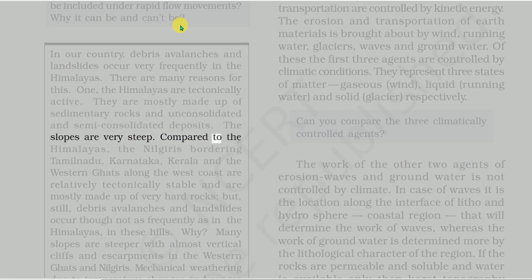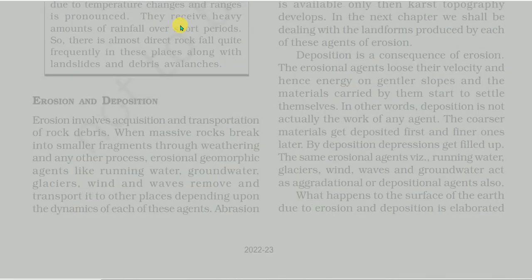Compared to the Himalayas, the Nilgiris bordering Tamil Nadu, Karnataka, Kerala and the Western Ghats along the west coast are relatively tectonically stable and are mostly made up of very hard rocks, but, still, debris avalanches and landslides occur, though not as frequently as in the Himalayas, in these hills. Why? Many slopes are steeper with almost vertical cliffs and escarpments in the Western Ghats and Nilgiris. Mechanical weathering due to temperature changes and ranges is pronounced. They receive heavy amounts of rainfall over short periods. So, there is almost direct rock fall quite frequently in these places, along with landslides and debris avalanches.